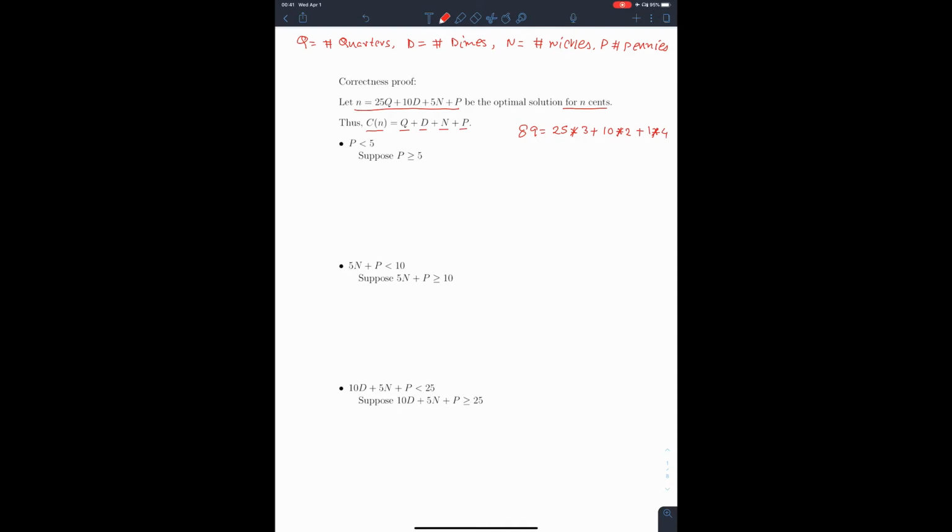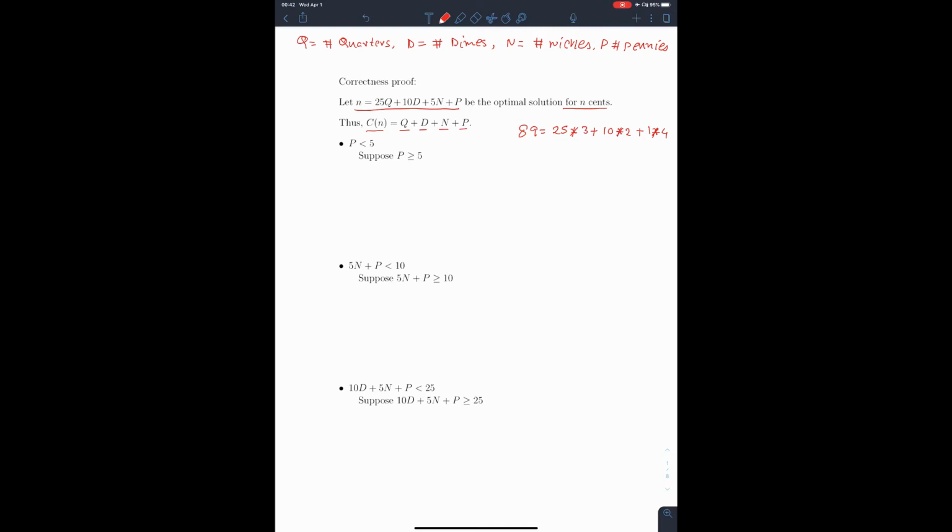How can we prove that our strategy always gives us the optimal answer? In other words, the fewest number of coins. Here is how. First, we need to recall that our strategy always tries the higher denominations first.